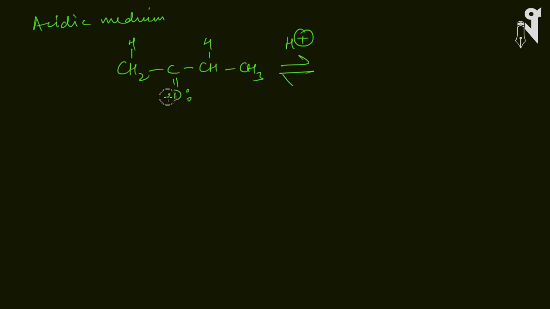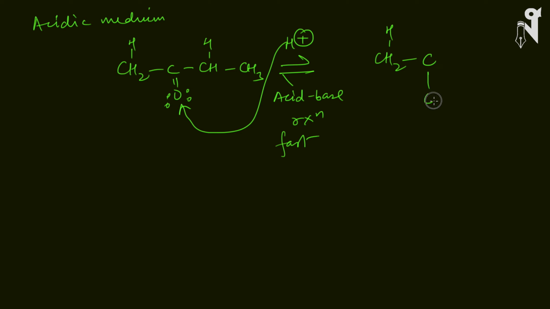It attacks on the oxygen, and this is your acid-base reaction. Acid-base reaction, and this is a very fast step. So when H plus comes over here, this basically gives you this COH plus and then CH. I'm just writing H over here because these are the enolizable hydrogens with which we'll be dealing.